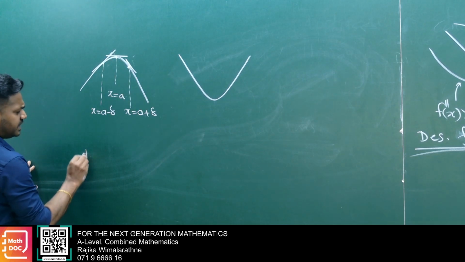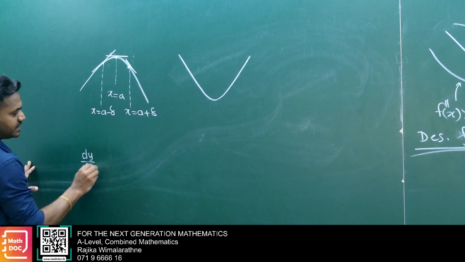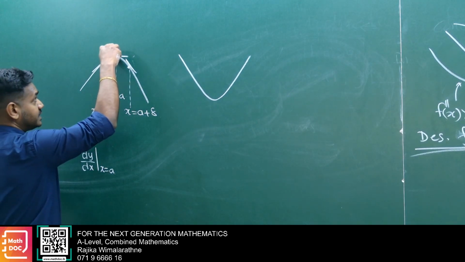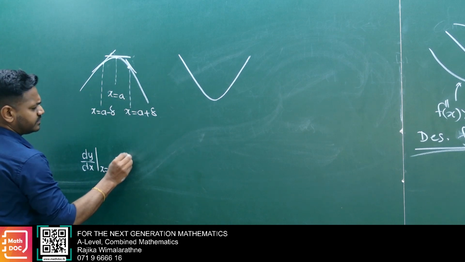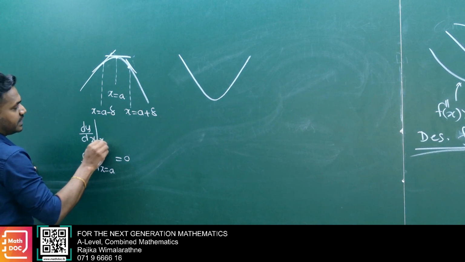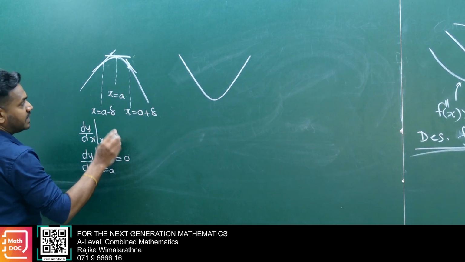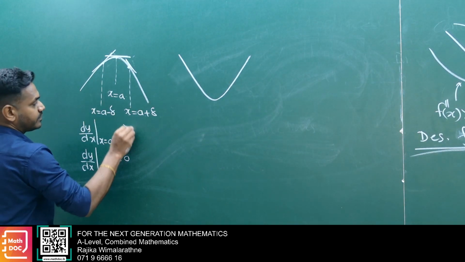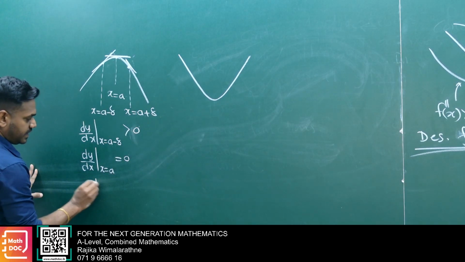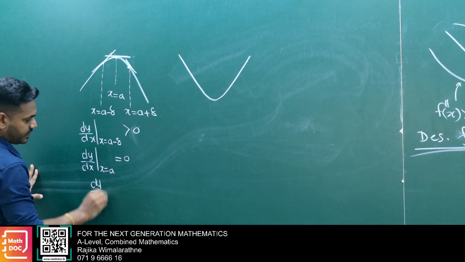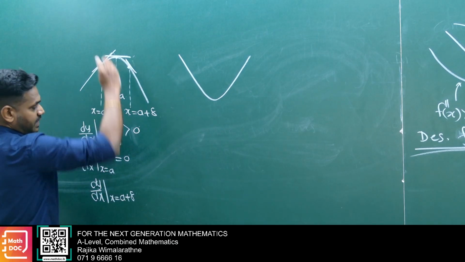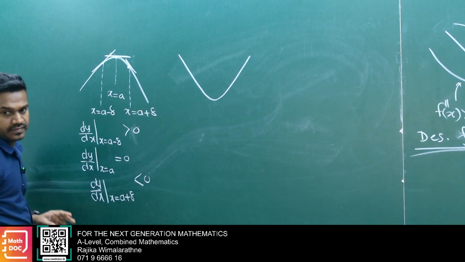Therefore, when you consider dy by dx or f dash x at x equal a, that is 0, no? Then dy by dx at x equals a minus delta is positive, greater than 0. Then dy by dx at x equals a plus delta is negative.